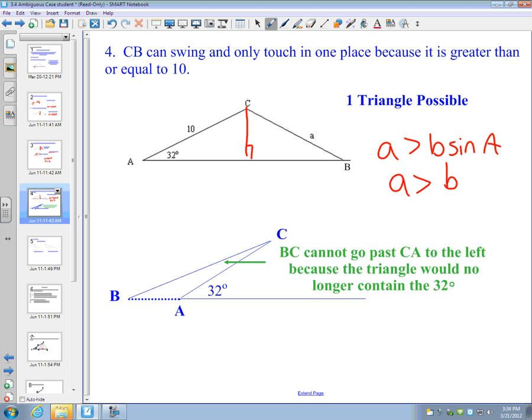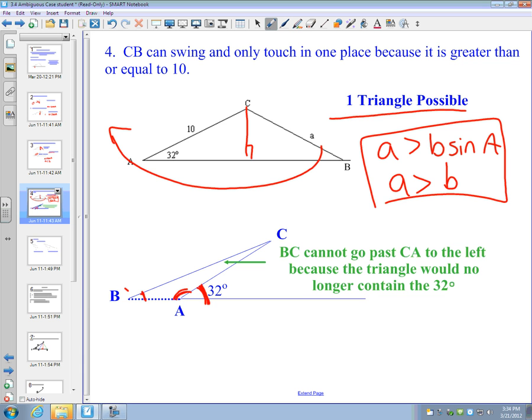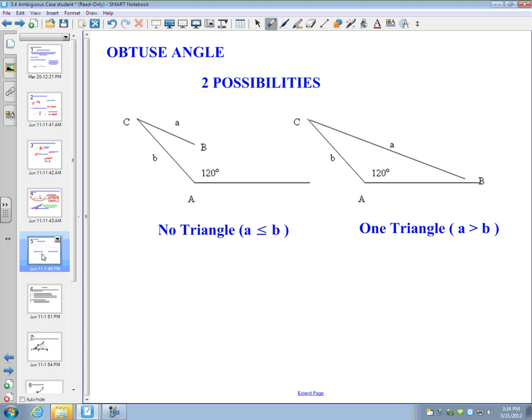Okay? Just a note, some of you say, well, what if I swung this all the way around over here? I could make a triangle. And you're right, I could. But this 32 degrees is no longer preserved. I've created a brand new triangle that does not have an angle of 32. So there's only one triangle possible with this set of conditions. Okay? Those are all for acute.